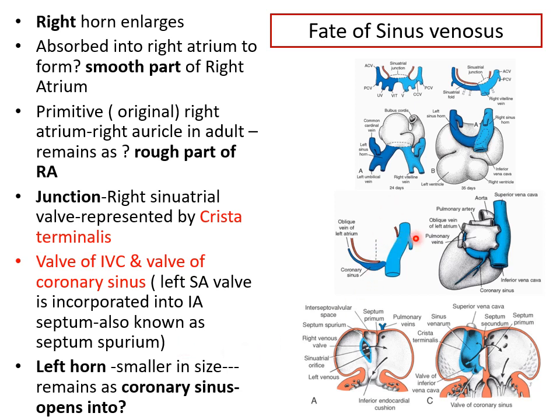Now note, after seeing what happens to the right horn, the left horn of sinus venosus. It's in fact becoming reduced in size. It doesn't enlarge like the right horn, and finally it will just persist as what? So look at this, it persists as the coronary sinus, which will end up opening in the right atrium itself, because the sinus venosus has been absorbed to form the right atrium, right? So the left horn persists as the coronary sinus and opens into the right atrium. Okay.